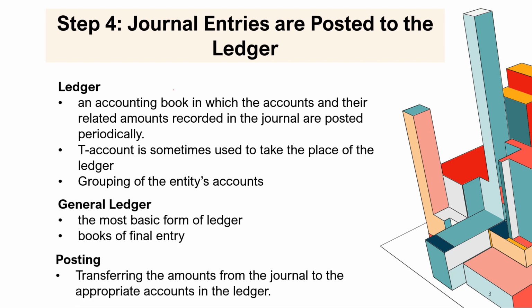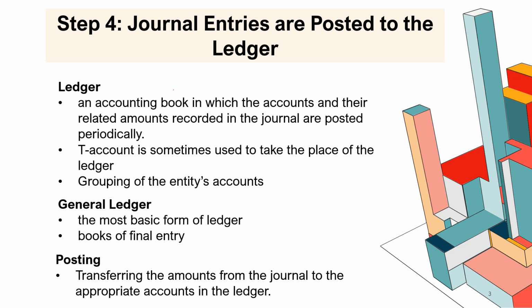Okay, how about general ledger? General ledger is the most basic form of ledger, and this is what we will use later. And ledger or general ledger, they are called books of final entry. Okay, another term, posting. It refers to the transferring of amounts from the journal to the appropriate accounts in the ledger. Okay, the term is posting.